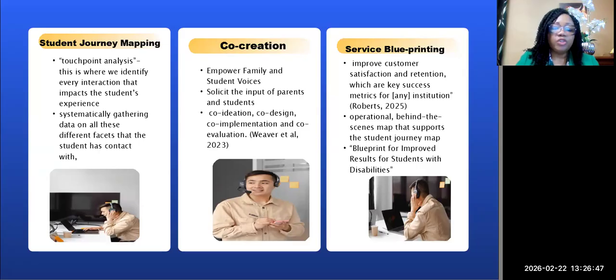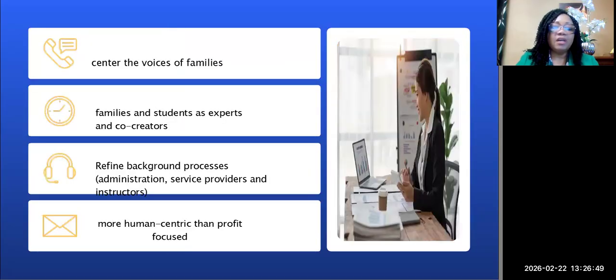Applying service research to a special education setting ensures that we center the voices of students and families, and we treat them as experts in the creation of their own experiences. We pay attention to mapping the students' experiences throughout the days to understand what serves as a trigger or positive outcomes or rewards. We look at the background processes enacted by administration, service providers, and instructors, and we see how they influence the student's journey.